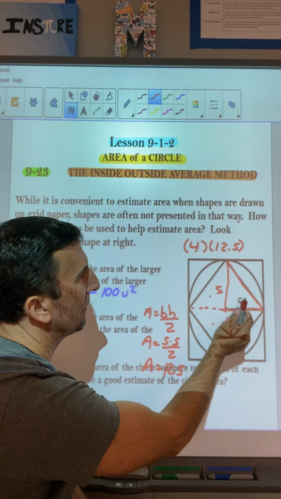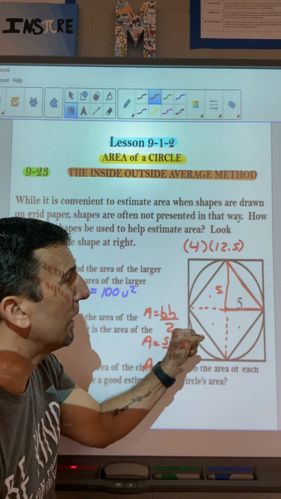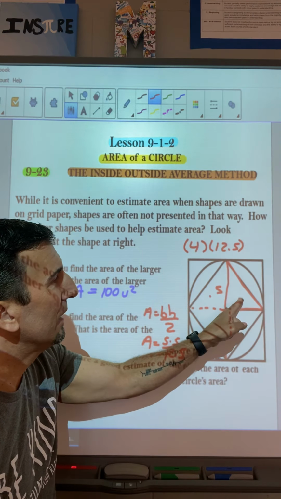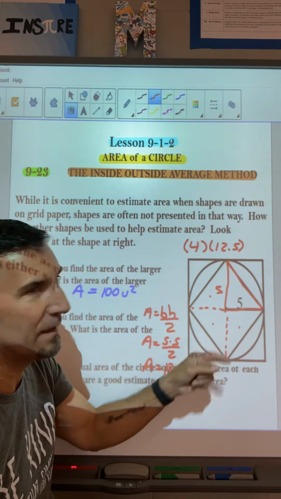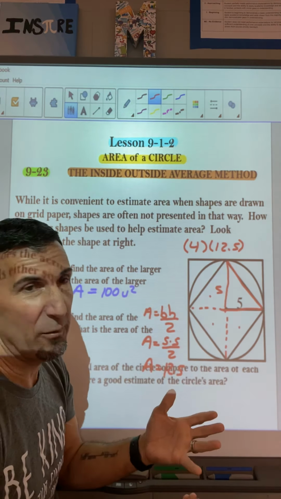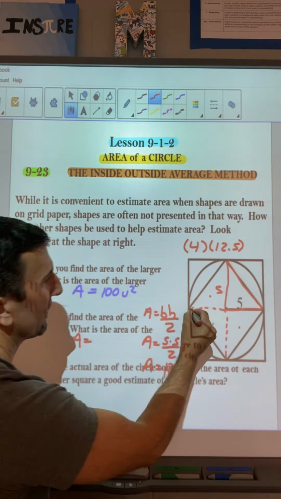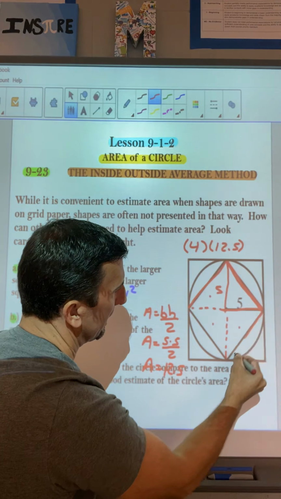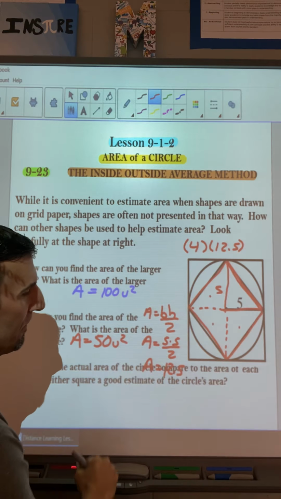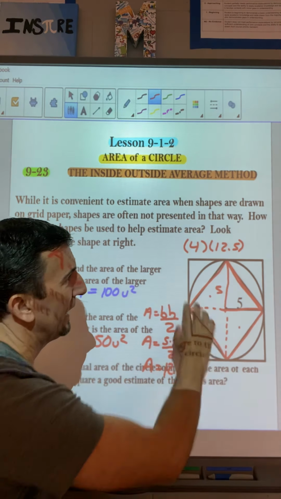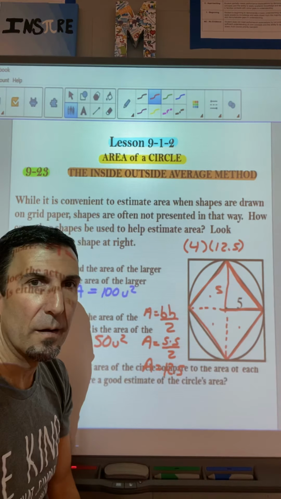Now I have 1 there, but I need 4 of them. So I don't care how you do this. You multiply by 4, or you can just say, well, this and this make up half of it, so that's 25. Add those two together, it's 50, whatever works. So notice that the area of the smaller square, this one right here, is 50 units squared. Okay, so right now we have 100, and then we have 50 for the smaller one.